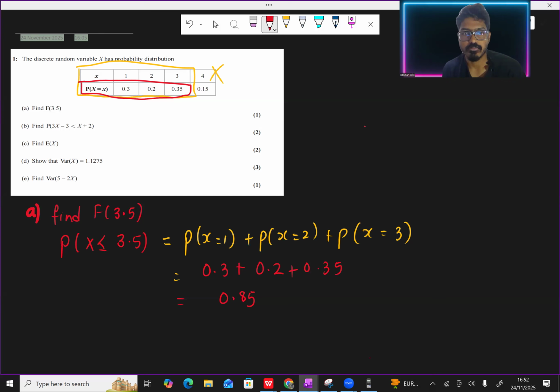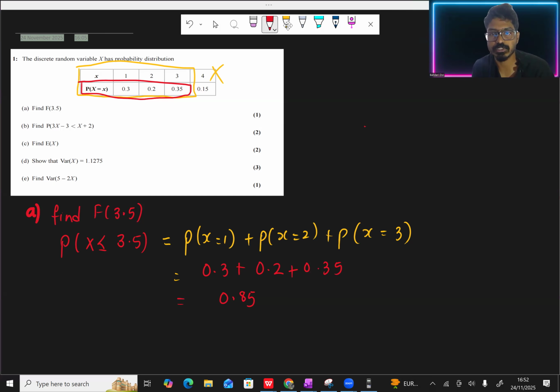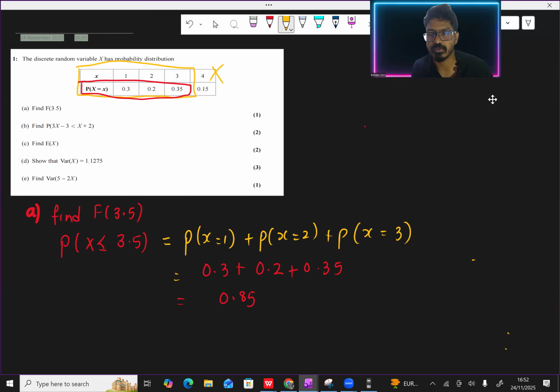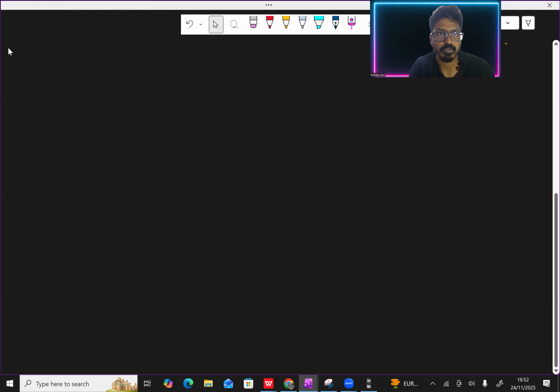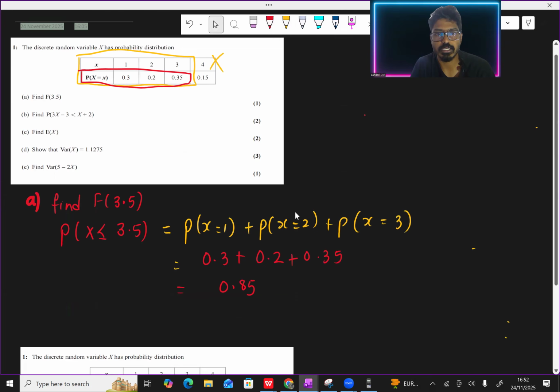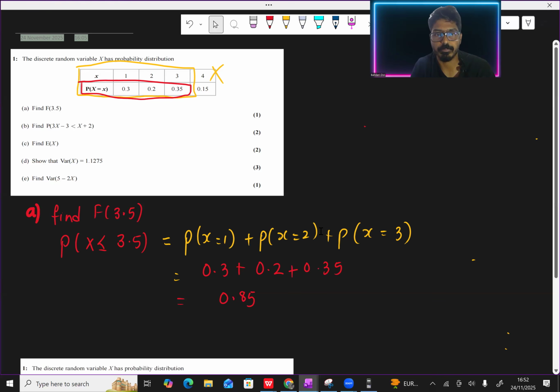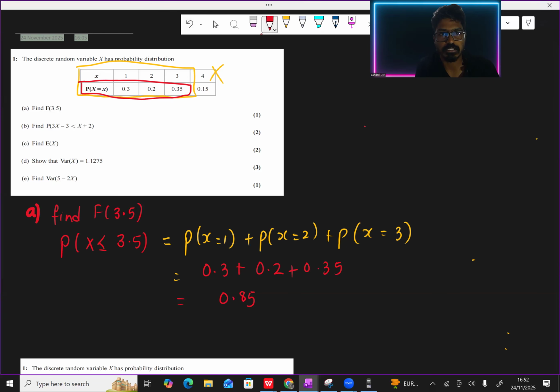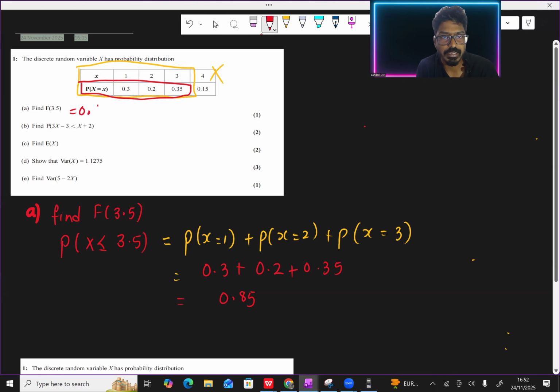Okay, so for part B, let's do part B. At the bottom we'll do it. A little bit easy in that case. For each part I will do the working out. So for part A, I hope it is very clear. You can take a screenshot if you want. So the answer for part A is 0.85. Now let's do part B.